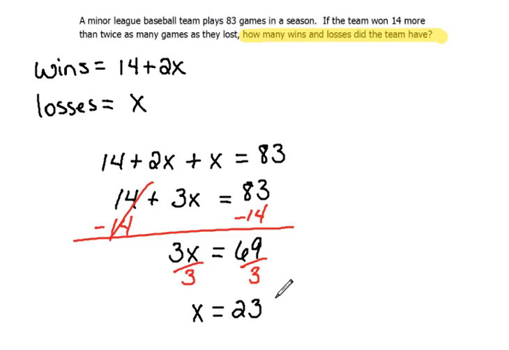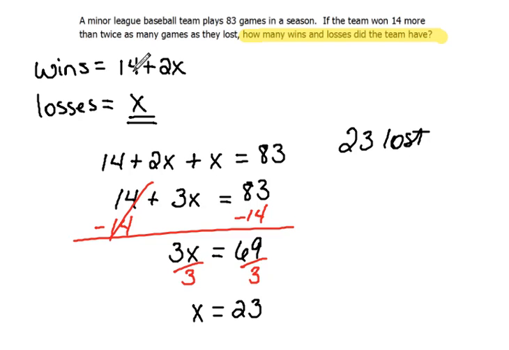So remember, we're not done. We can't just say x is 23 and that's my answer, because that's not what they were asking us. The question said how many wins and losses did the team have? When we solved for x, remember that was the number of losses. So that tells us that this team has lost 23 games.